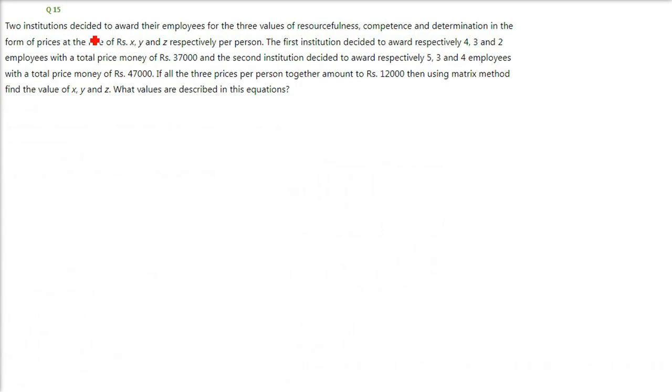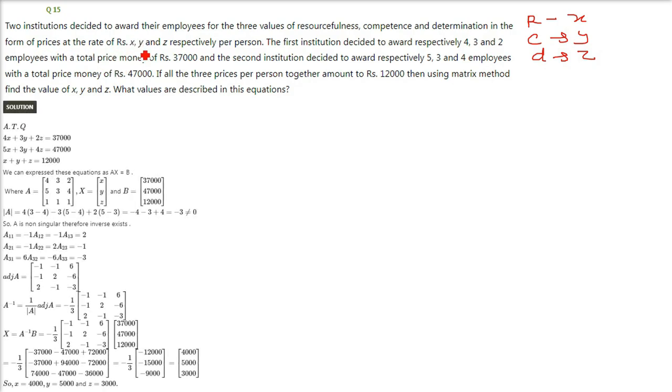Two institutions decided to award their employees for 3 values of resourcefulness, competence and determination in the form of the prizes at the rate of X, Y, Z. So resourcefulness X, competence Y, determination Z. Now you know the idea how to do this. Okay, let me just formulate the equation quickly.